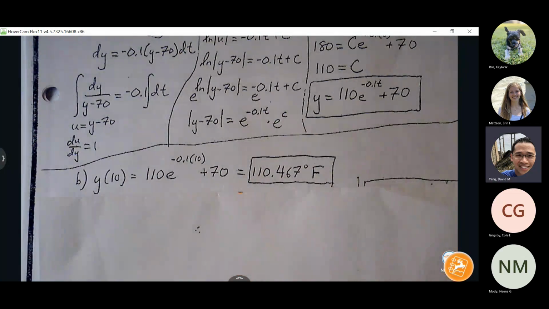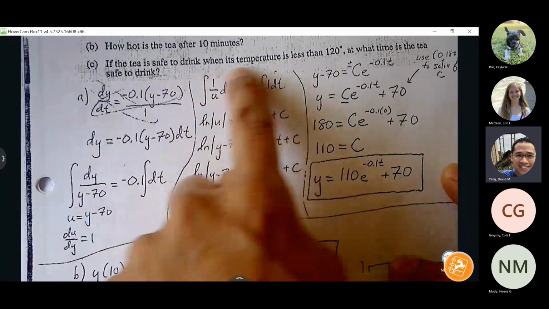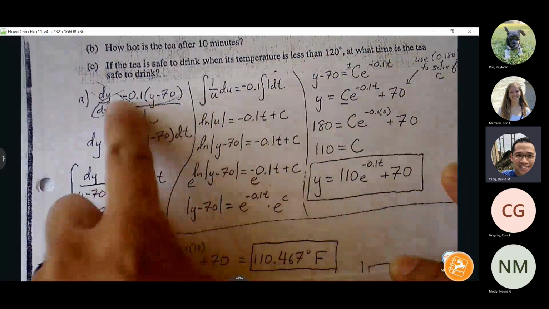So parts B and C, we're not even doing any calculus. We're just taking the equation that we built from part A and reusing it. So part C says if the tea is safe to drink when the temperature is 120, at what time is the tea safe to drink?